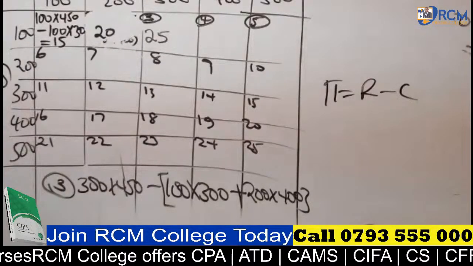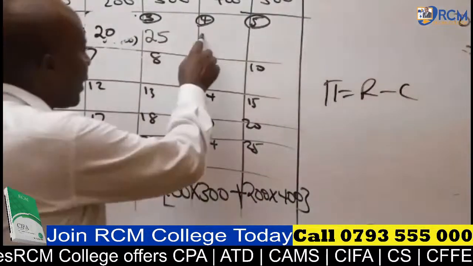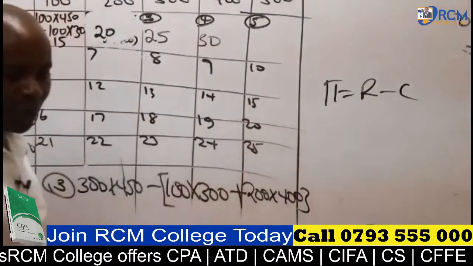Somebody, number 4, please talk to me. Number 4, Kigunda tells me 30.